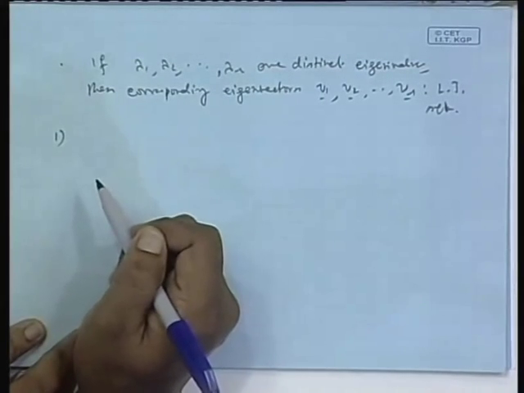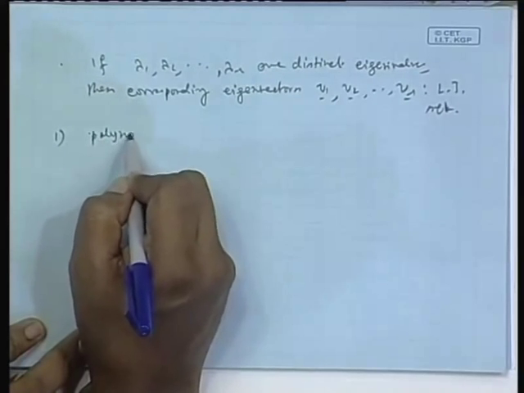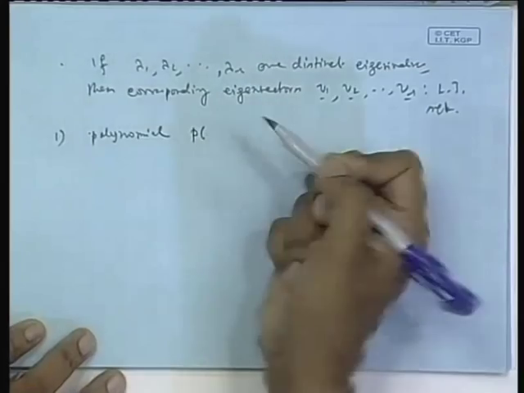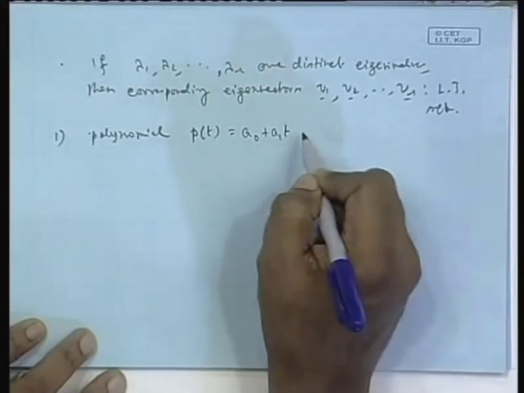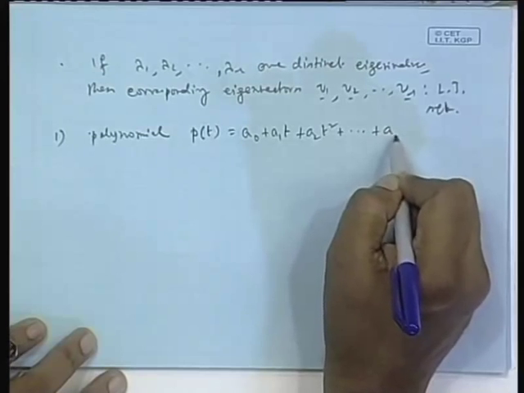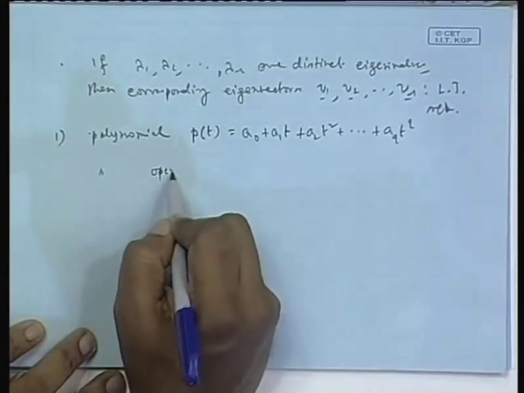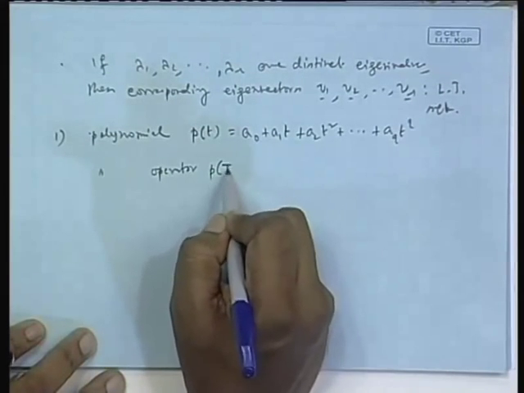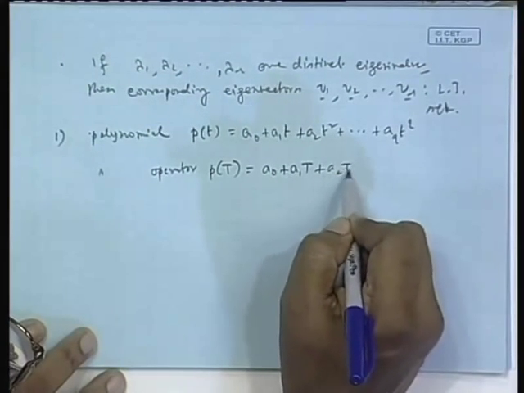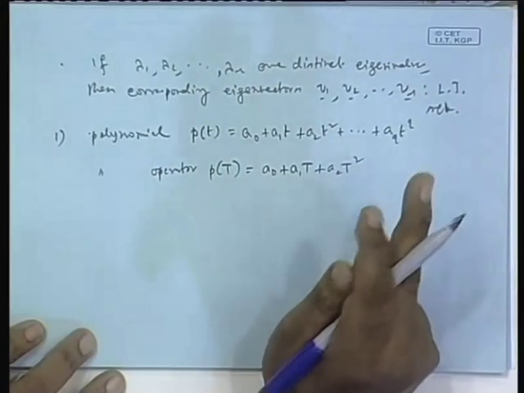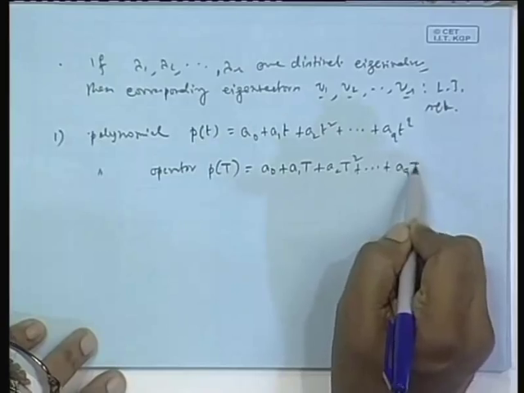One, consider a polynomial p of t, say a0 plus a1 t plus a2 t square up to aq t to the power q. Then you form the polynomial operator p of capital T. That is, wherever you have the small t variable, just replace it by capital T. a2 t square means t followed by t. That is, t square working on a vector means first work t on it, whatever comes, again work t on it, and so on, up to aq t to the power q.